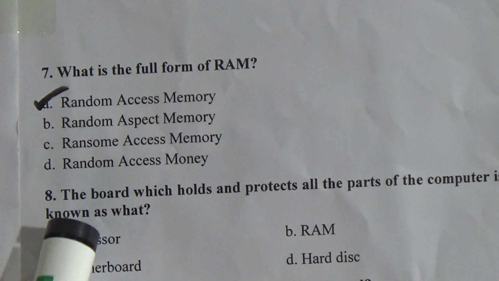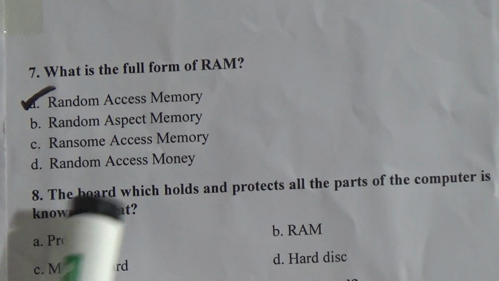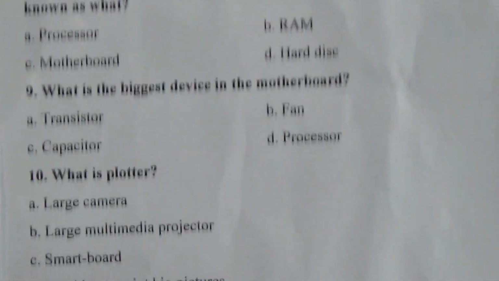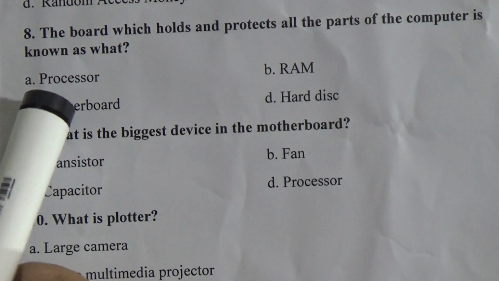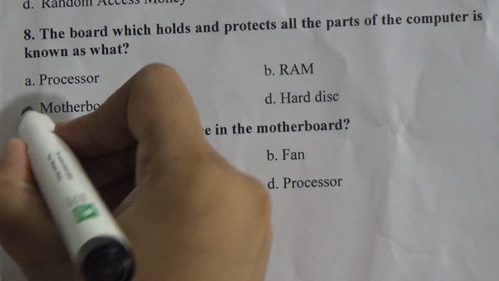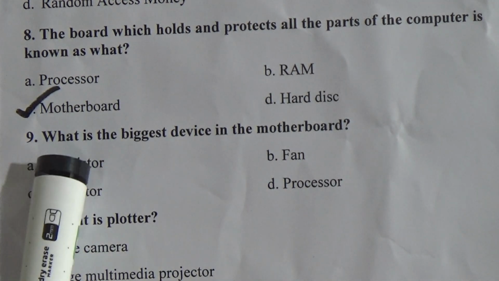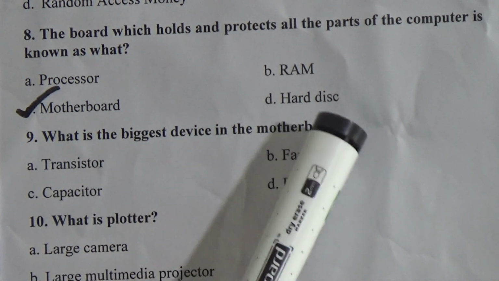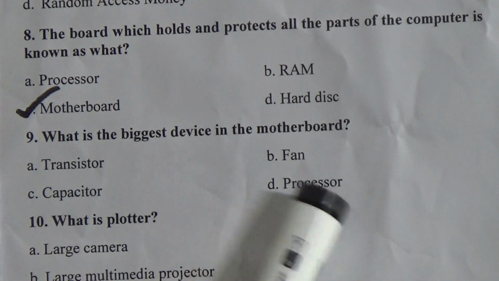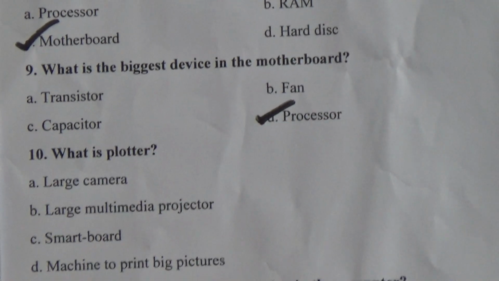Number 8, the board which holds and protects all the parts of the computer is known as what? The board which holds and protects all the parts of a computer is known as processor, RAM, C motherboard, D hard disk. So motherboard will be correct answer. Number 9, what is the biggest device in the motherboard? A transistor, B fan, C capacitor, D processor. We know processor is the biggest device in the motherboard.